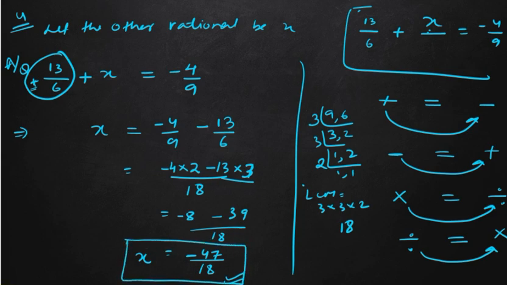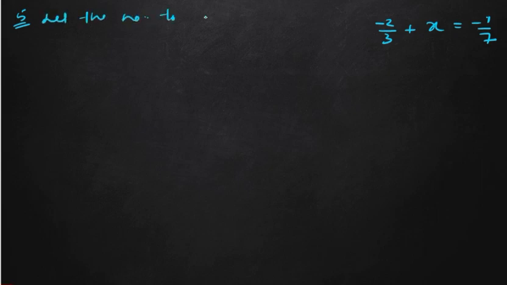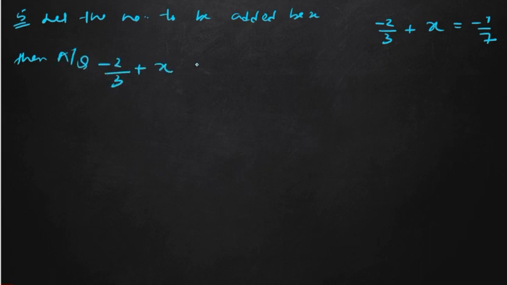Similarly, if we do question number 5. The question is: what should be added to minus 2 by 3 to get the result minus 1 by 7? Suppose the question mark is x. Let the number to be added be x. Then our question says that minus 2 by 3 plus x gives minus 1 by 7.